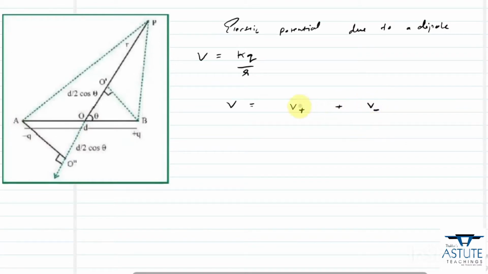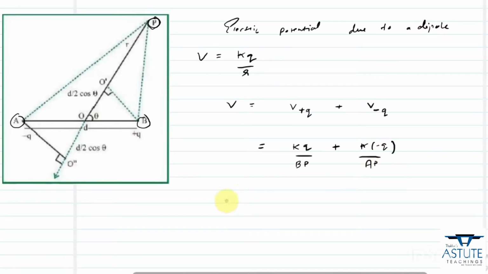For finding out the total potential, we have to add the potential due to the positive charge and the potential due to the negative charge. So first we'll find out the potential due to the positive charge, that will be kq by the distance between the point P and point B, which will be BP, right? In the same manner, V minus q will be k into minus q divided by the distance between the negative charge and the point P, and that is AP.